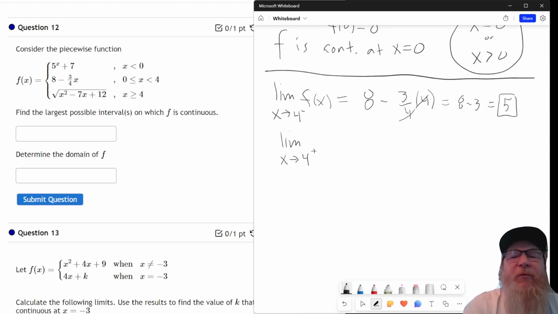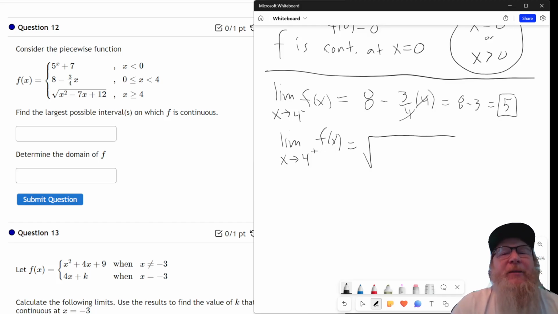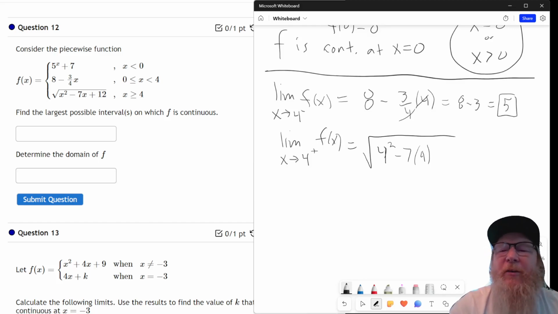So as x approaches 4 from the right, now I'm in the third piece. Now, I do have to be careful with square roots. I'm plugging in numbers that are greater than or equal to 4. In this case, because it's the limit, I'm actually plugging in 4. And I got to make sure that it's defined at 4. And it is, but you should just make sure that you're not causing a restricted value such as an imaginary or division by 0 or something like that.